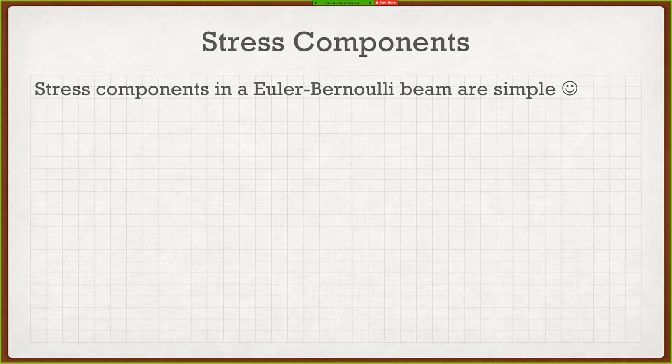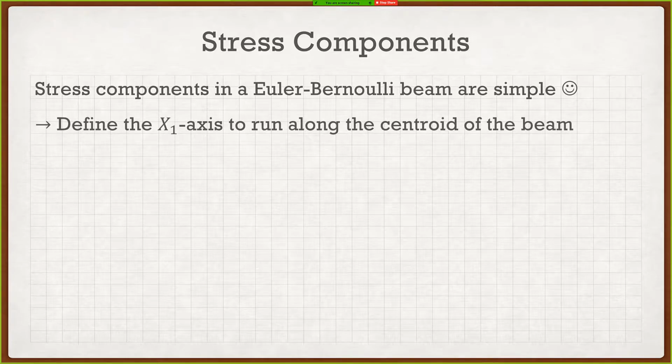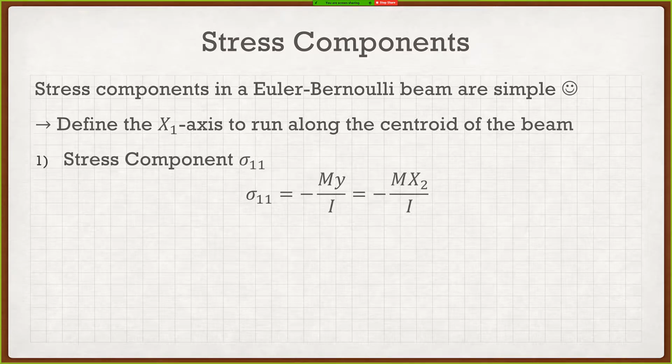Well, the stress components in an Euler-Bernoulli beam are actually quite simple. If we define our x1 axis to run through the centroid of the beam, which is key, our stress component sigma 1,1 is simply negative My divided by I. Again, if we define our x1 axis to run through the centroid of the beam, this can be simplified to negative M, where M is our moment function. We found that in part A, no problem. Multiplied by x2, which is simply x2. We don't need any modification. All divided by I, where I is the moment of inertia. We know that from the question, or we can figure it out from the cross-sectional properties. So once we have that moment function, it's just plug and chug to find sigma 1,1. It's going to be no problem at all.